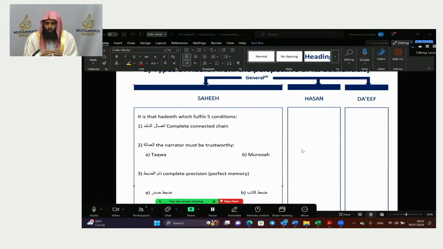Both are the same, both mean proof. They both mean proof, there's no difference. Okay? So what's the difference between hasan and sahih? Just the memory. Okay. What about da'if?